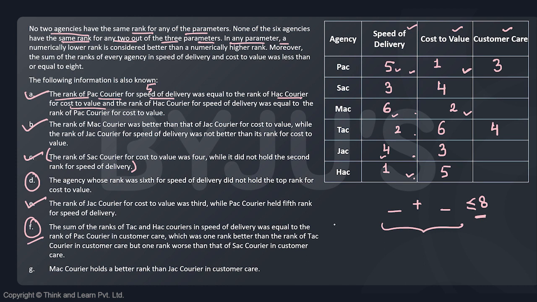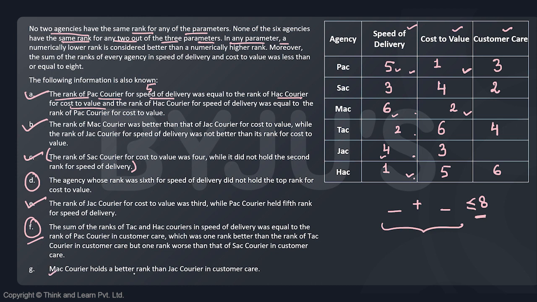That means it is better than 4. But one rank worse than that of SAC in customer care. 3 is one worse than SAC. So SAC must be 2, right? I have 2, 3 and 4. I am left with 1, 5 and 6. 1 and 5 are already here. I cannot write 6. Sorry, I cannot write 1 or 5. So 6 must be here. Now I'm left with 1 or 5 at these two places.